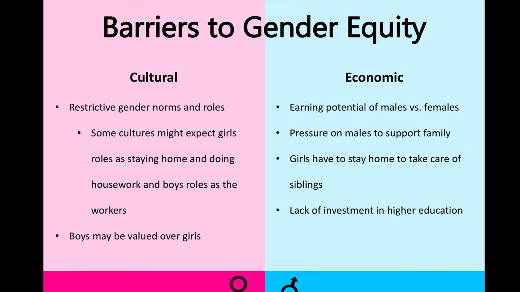So some barriers that are cultural in nature are the restrictive gender norms and roles that are often assigned by culture. For example, some cultures might expect girls' roles as staying at home and doing housework, and boys' roles as workers. Even in my own family, I feel like this is very true.